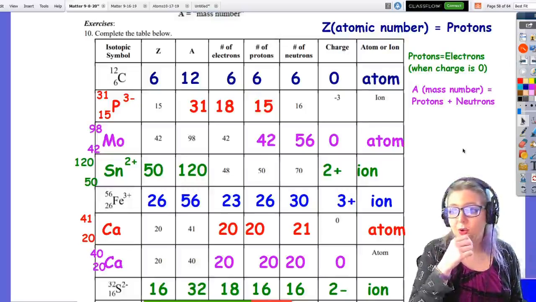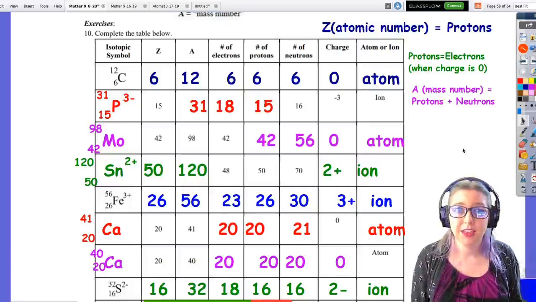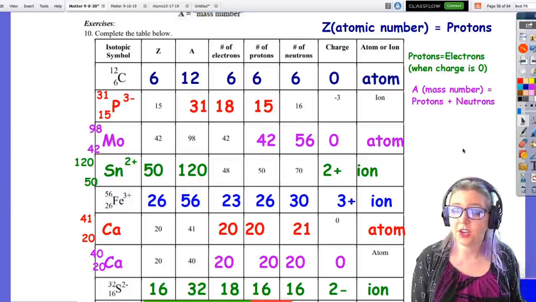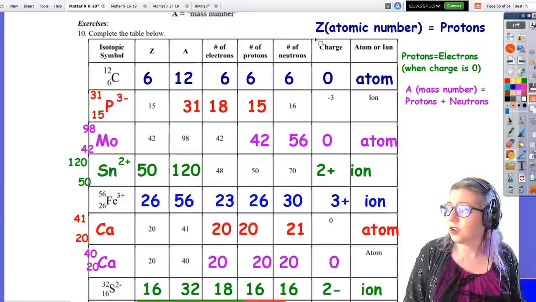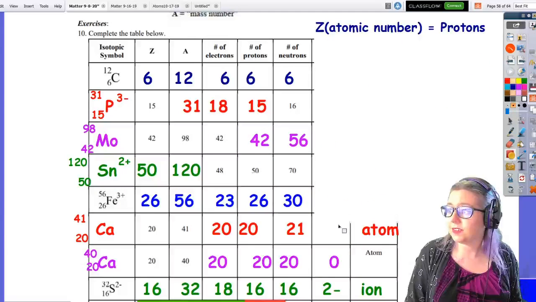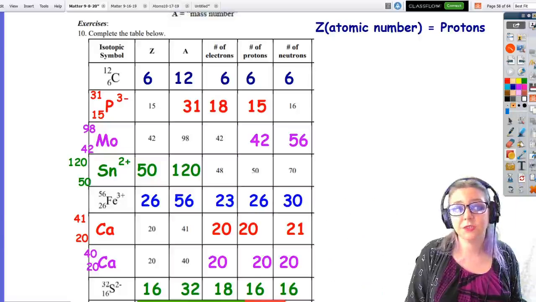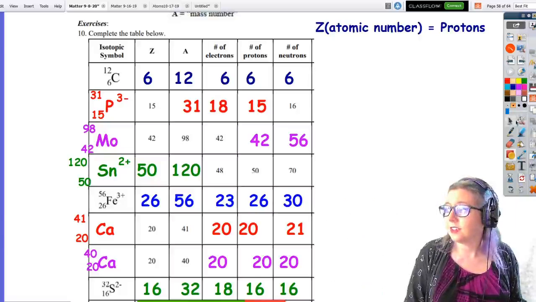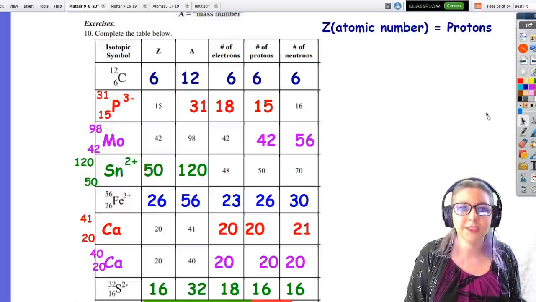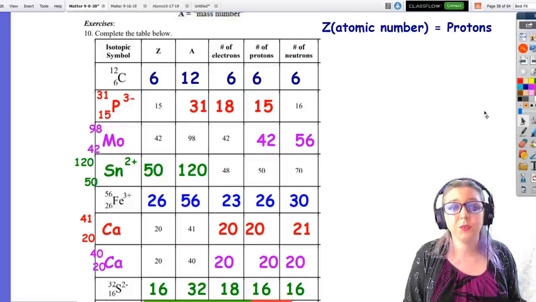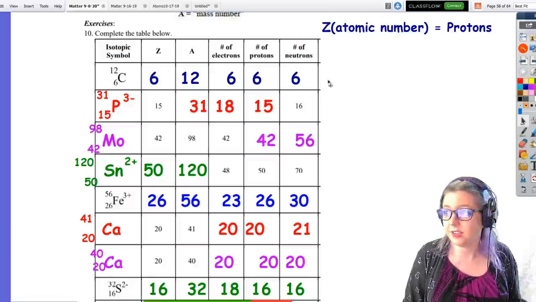Then in our POGIL, we had this chart. Now, this chart is a lot more complex than what you're going to see on your test tomorrow or Friday. So your Unit 1 test is not going to have these last two columns. Your Unit 1 test is not going to deal with ions. So there will be no charges, there will be no ions. They're all just atoms. So your protons will always equal your electrons on your test.